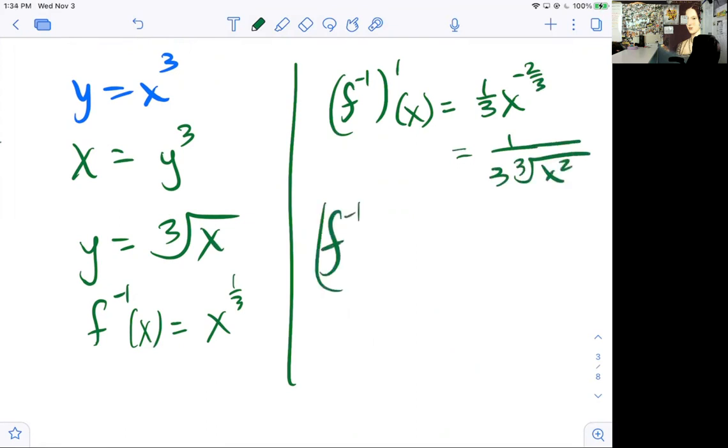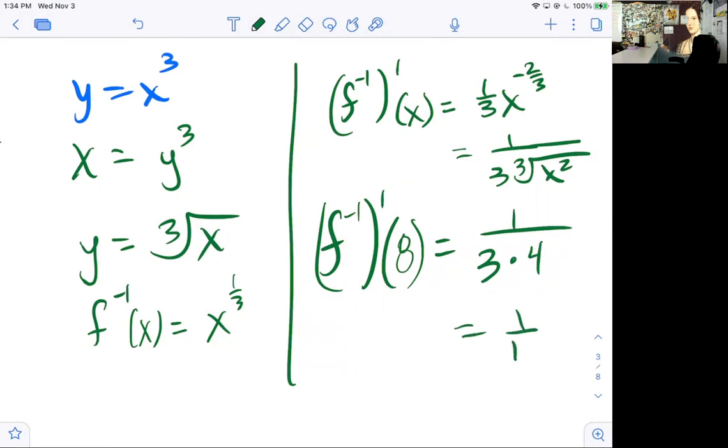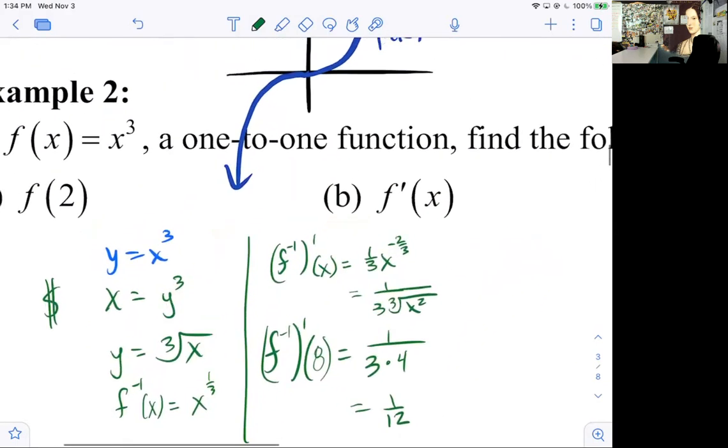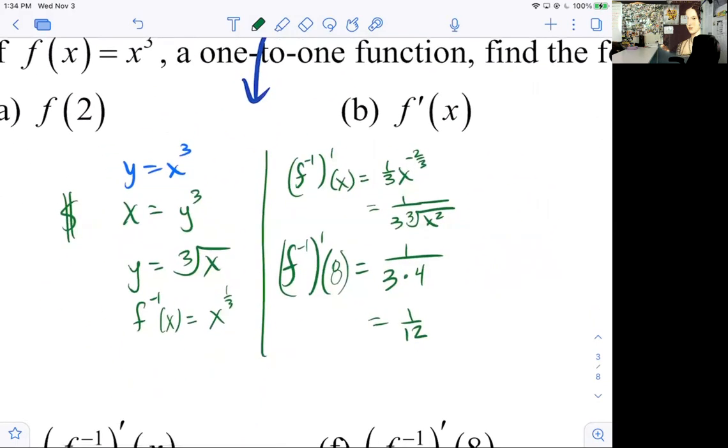Now, since I have f inverse prime, I can plug in the 8 that I wanted in the very beginning, and I get this. The cube root of 8 is 2, 2 squared is 4, and we get 1/12. We get the same answer. But look how much more work that was.